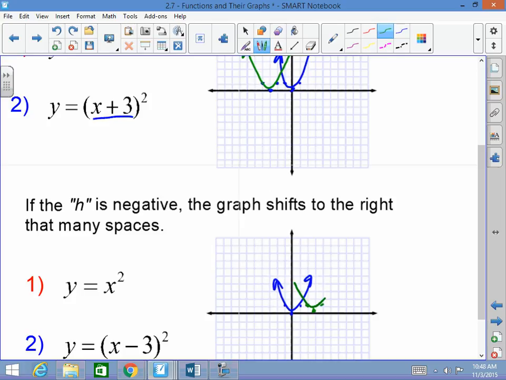And my graph, let's do this here again. 1, 2, 3, and then 1, 2, 3. My graph got shifted 3 points to the right. So as long as you know your parent function, that's all you've got to graph, and then you just shift.